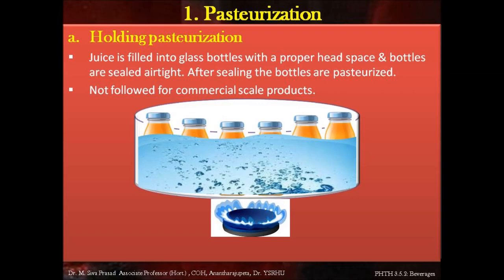Then these bottles are put in for pasteurization. They are allowed to pasteurize at the pasteurization temperature. This is not usually followed for commercial scale products. When you are pouring the juice into the bottles, before tightening or sealing them, you make sure that you leave certain headspace, because you are going to pasteurize it after sealing. There needs to be some headspace so that the entrapped air present in the juice can accumulate in it.